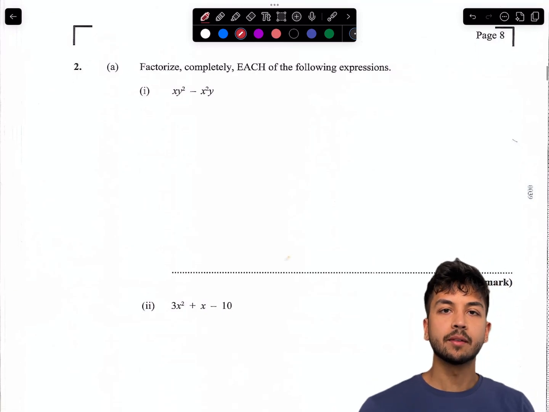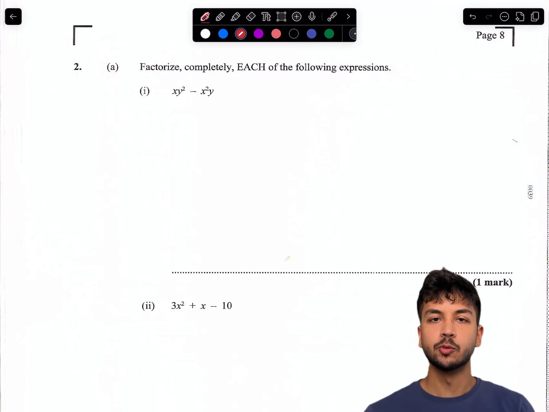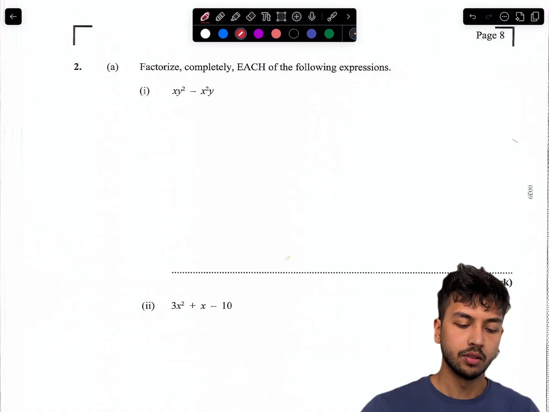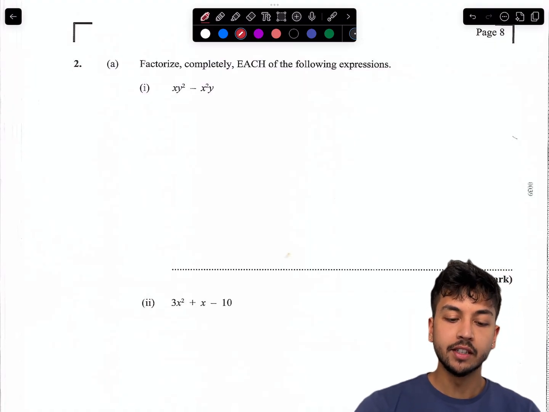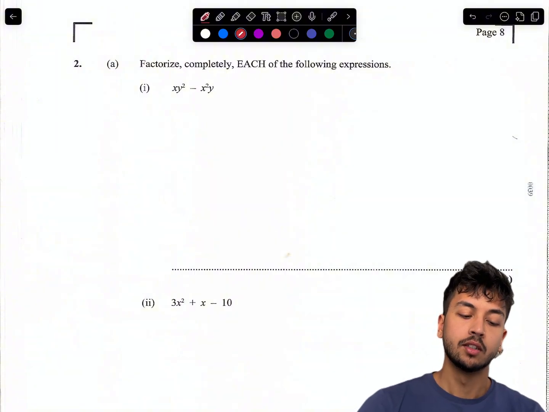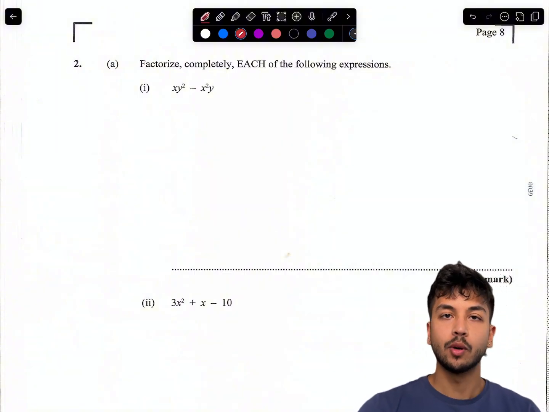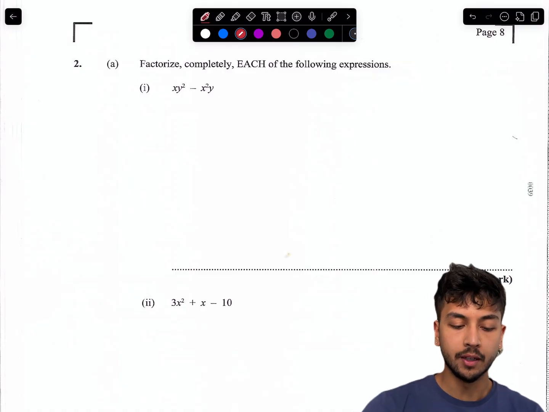Okay, so this is CSEC Math 2025, paper 2. So now let's do question 2. They're saying to factorize completely each of the following expressions, and the first one is xy squared minus x squared y.